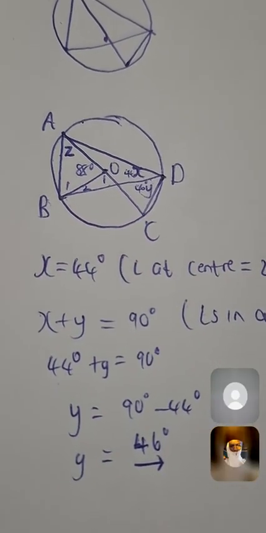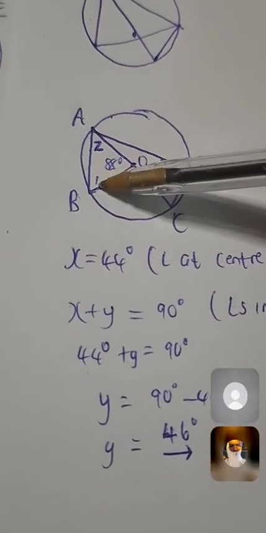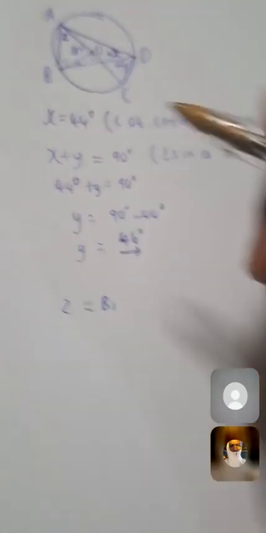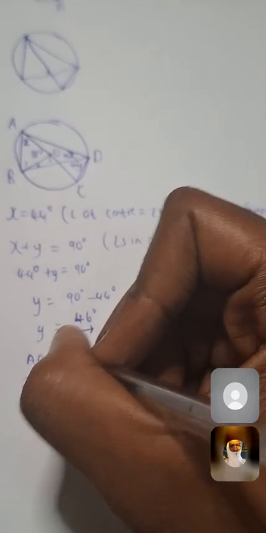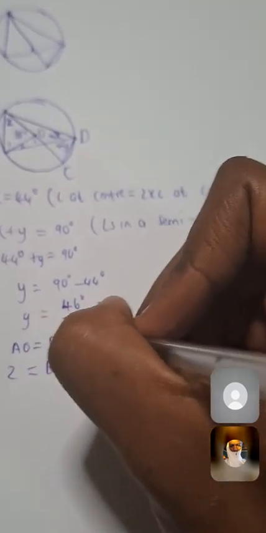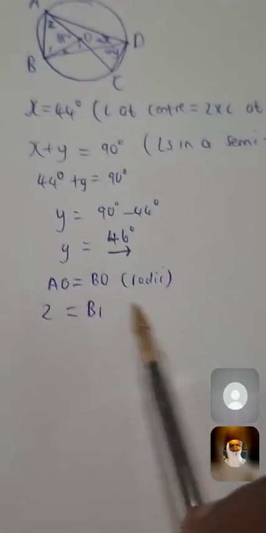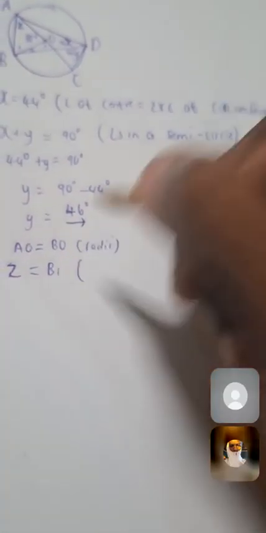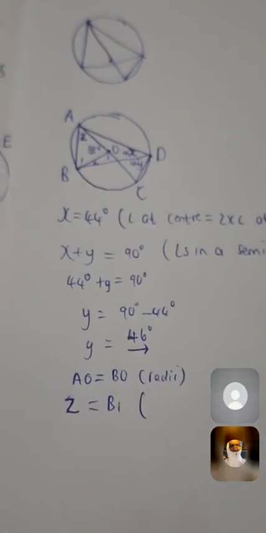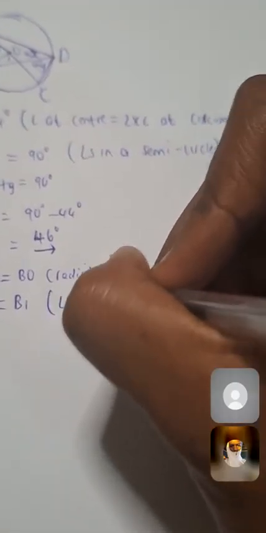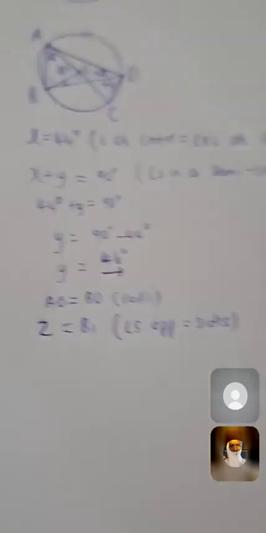Z and B1 are equal. Okay, Z and B1 are equal because of the radius. So in other words, initially AO is equal to BO, you are saying? Yes. Okay, the radii. And then you are saying Z is equal to B1. Why is Z equal to B1? Angles opposite equal sides. Thank you, my leader. I really appreciate that. Angles opposite equal sides.